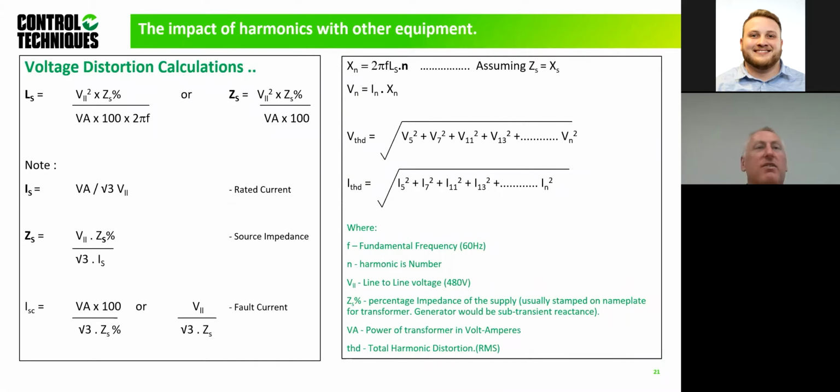But to me, the voltage distortion is most important. Yeah, current distortion is a product of it, but if we can control the impedance of the supply, we're in a better position.